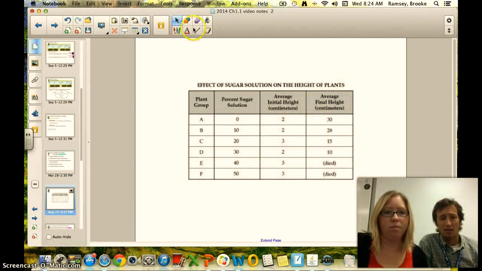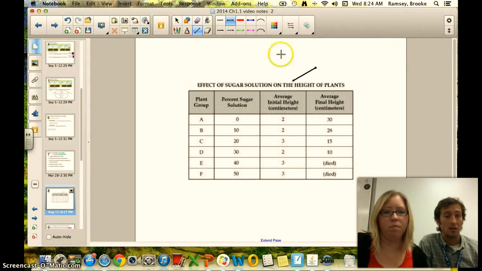Here's an example of a data table, and you can see it has a very specific title, Effective Sugar Solution on the Height of Plants. You might want to take a minute here and think about, okay, which one of these is the independent, which one of these is the dependent variable? Which one are we manipulating? Which one are we changing?